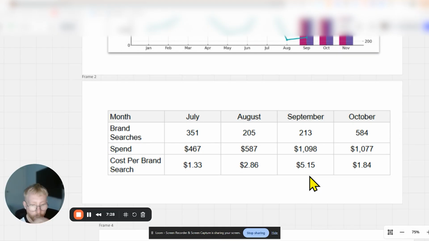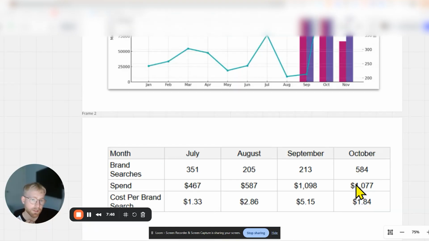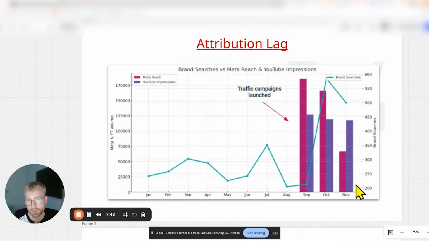So once we wait around 14 days, 2 weeks to 4 weeks, you then start to see this materialize, and the cost actually drops down to $1.84. So this is why it's super, super important to understand attribution lag. Now, this is looking at, as I said, brand searches. I'm going to now show you what this looks like in terms of conversions.